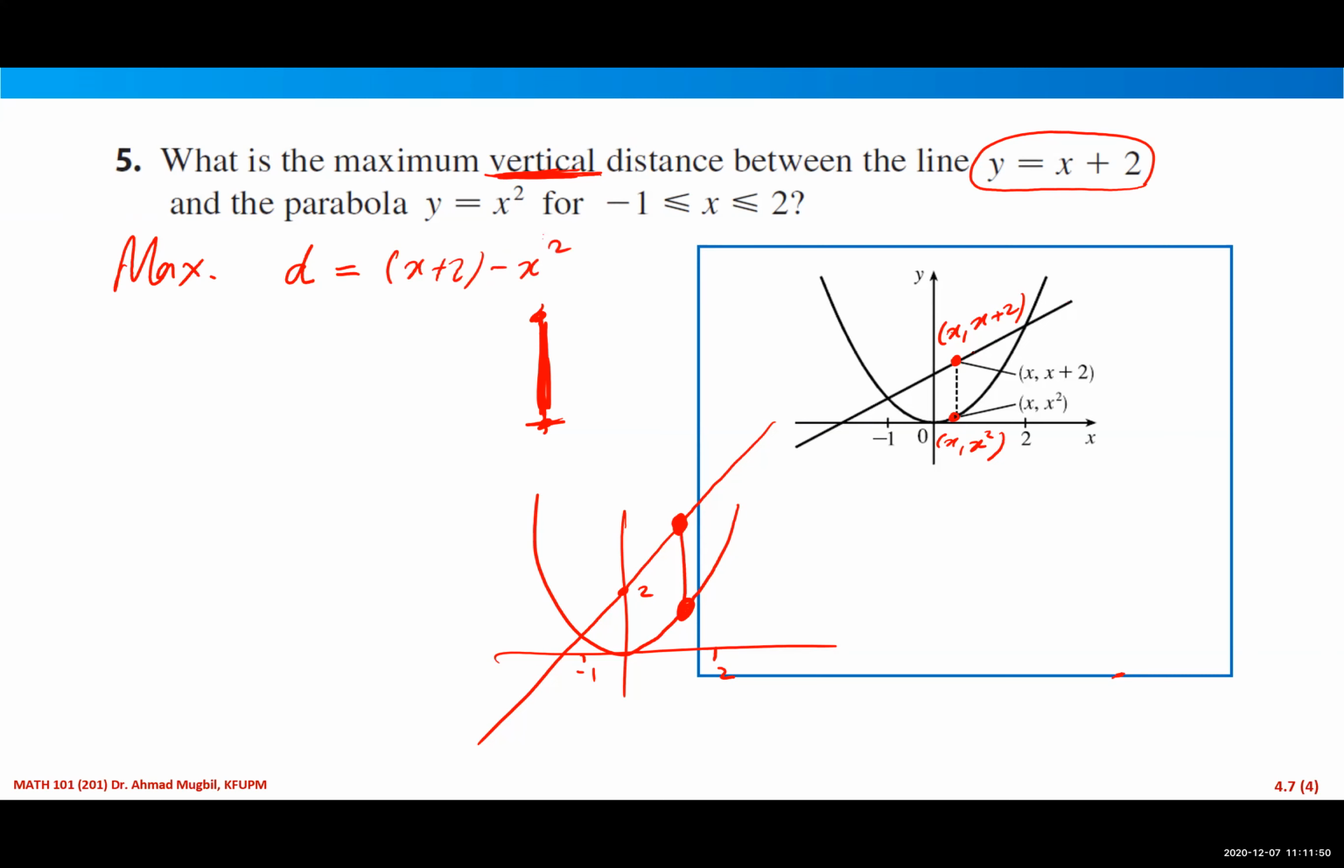But of course, ya shabab, it is clearly that this line, it is absolute value. You are right. But clearly that this line is above. From -1 to 2, this line is above. So this means that this one is greater than this one. So this is positive. So no need for the absolute value. Yes. So this is my function, ya shabab.